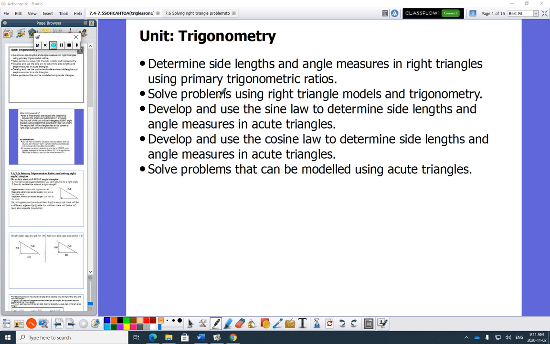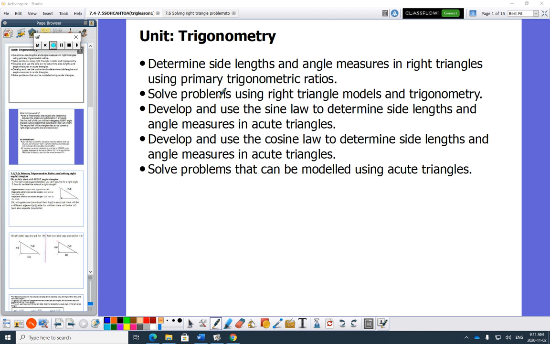Okay, so we are going to use what we're going to call the primary trig ratios, which we'll talk about in a second. So we're going to do all the side lengths, which you can do using Pythagorean theorem, but we are going to sometimes be given angles, sometimes be given sides, so we need another way because the Pythagorean theorem only deals with side lengths. Then you're going to solve word problems.